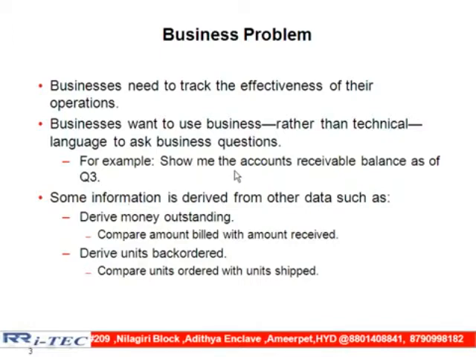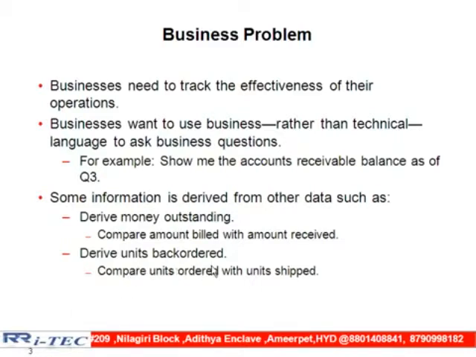One example is, show me the accounts receivable balance as of Q3. As of Q3, how much amount will I get? That is the question he is asking. As a technical person, what do you need to do, sir? You need to sum up Q1 sales plus Q2 sales plus Q3 sales, then it will give you the Q3 total receivable balance. Now, some information is derived from other data, such as money outstanding. Suppose in the supermarket we are the retailer, then we compare the amount billed with the amount received. How much amount is billed and how much amount is received. These 2 things will give you money outstanding.